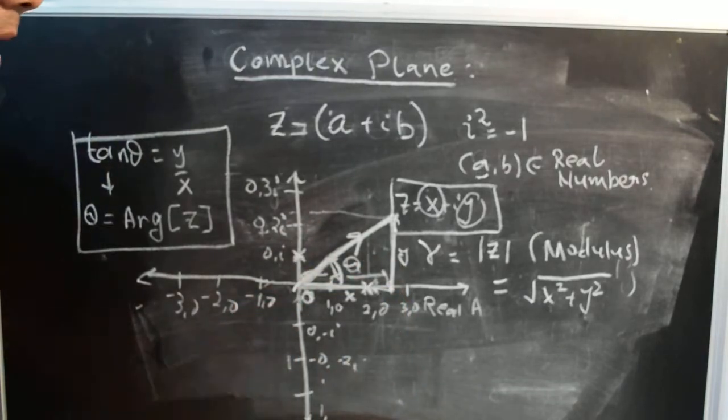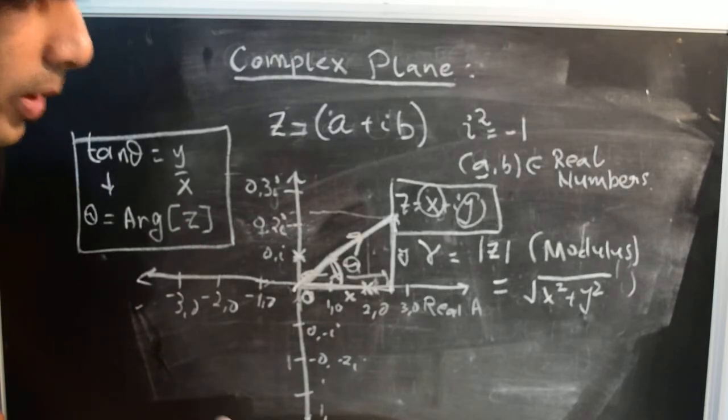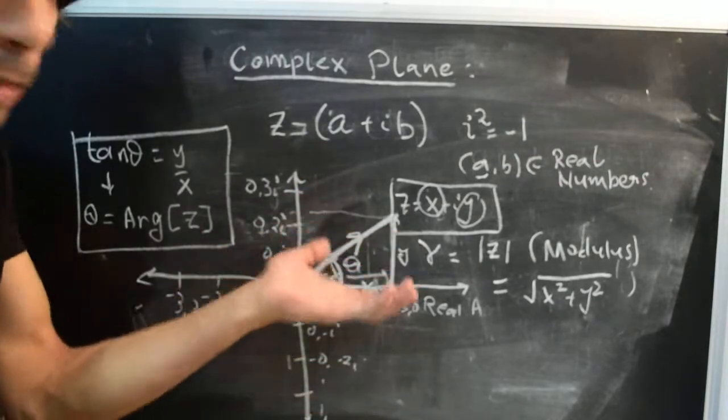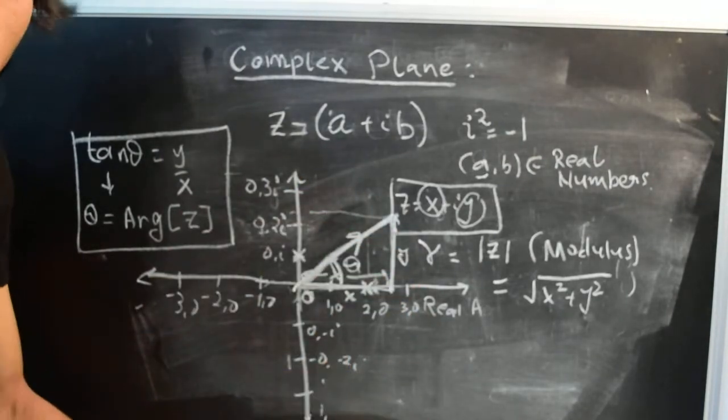Okay, so this is the basic idea behind the complex plane. And now in the next part of the video, let's see what the addition of complex numbers means geometrically, and then we'll talk about multiplication and a few other ideas.